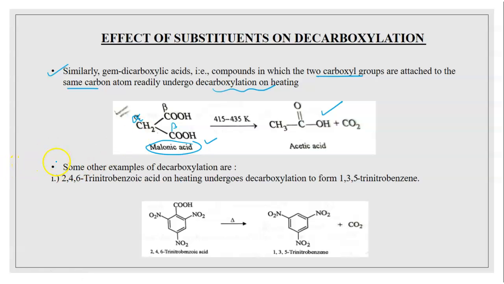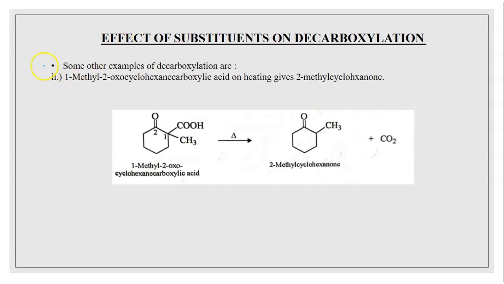सिमिलरली आप बाकी एग्जांपल्स भी देख सकते हो. One example is of your 2,4,6 trinitrobenzoic acid, which upon heating will be giving you your this particular 1,3,5 trinitrobenzene by removal of this particular CO2. Okay, and this is another example you can see where at your alpha position, beta position what is present, C double bond O. So over here you can see, yeah, this is your beta position. Okay, so on beta position another your electron withdrawing group is present. So what is happening? Ultimately removal of your CO2. So that is how you can mention your chemical decarboxylation, and it is quite easy to remember.